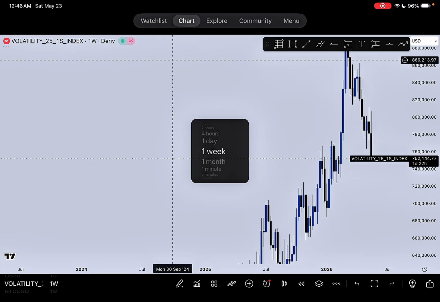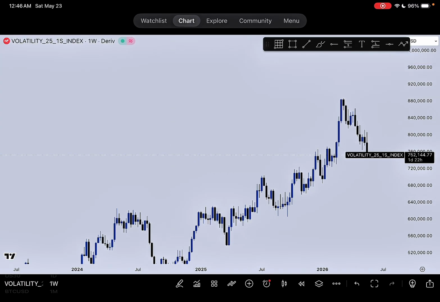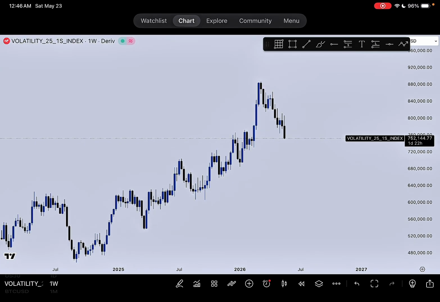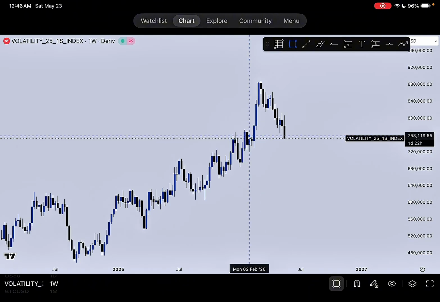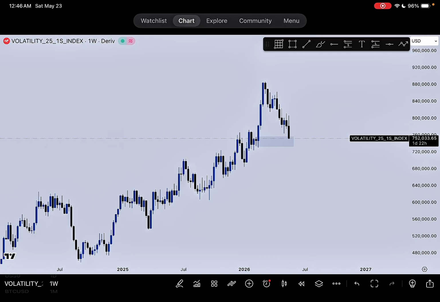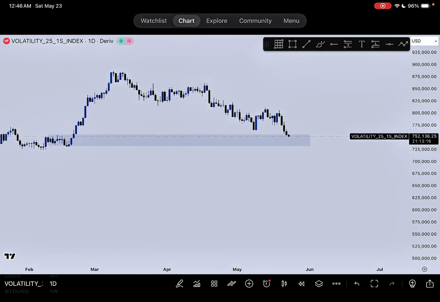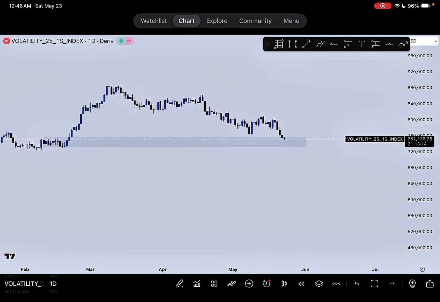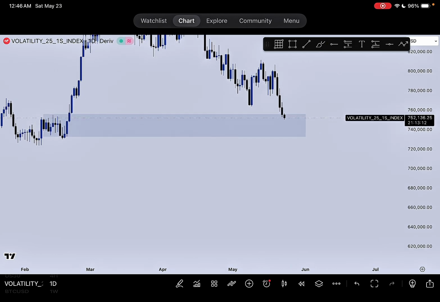Let's actually check what's happening on weekly. On weekly, we can clearly see that we are on a downtrend. So if the market should buy, I expect the market to react from this zone. But that will be for next week. Back to our daily, which is still this zone.